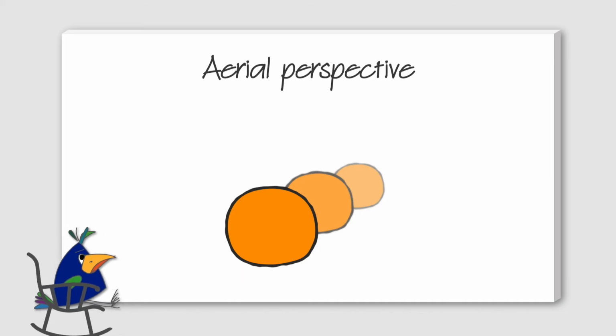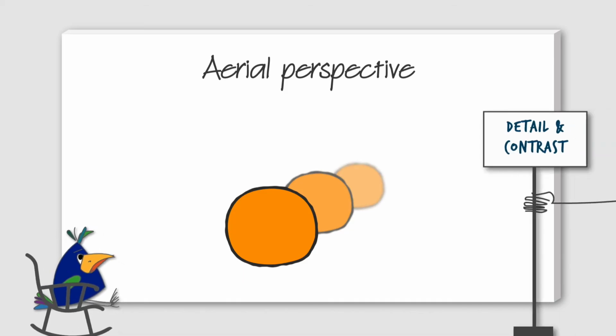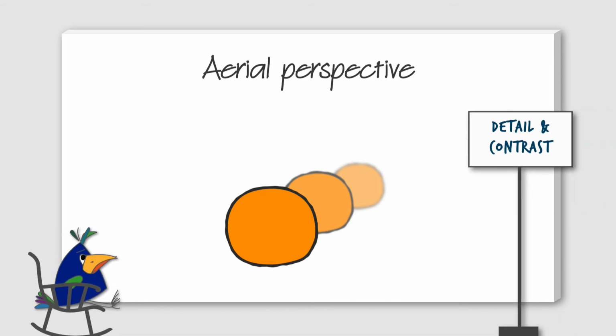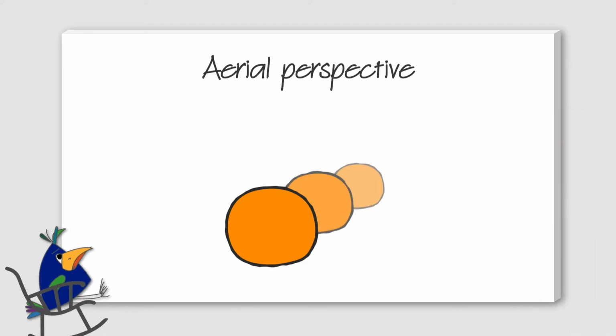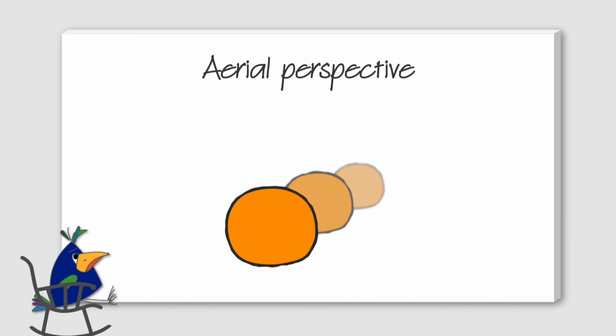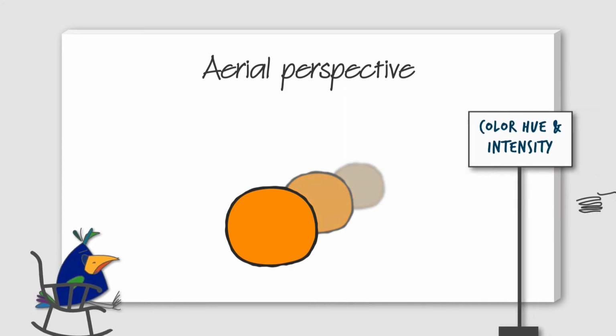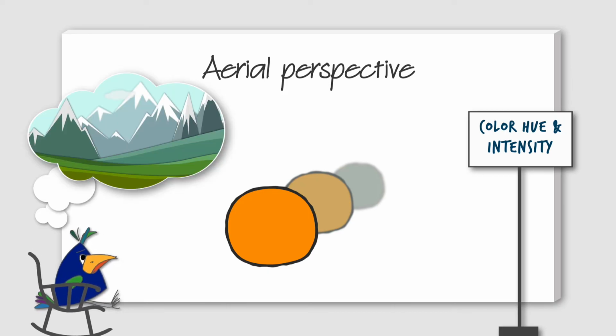Another form of aerial perspective is a change of contrast in the objects that appear to be further back. Details of objects in the distance are less clear than those in the foreground. Color intensity and hue change also support the illusion of depth. Colors become less vibrant and cooler, even bluer. Have you seen a mountain range from a distance?